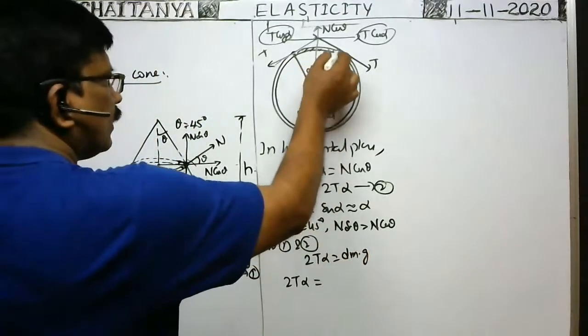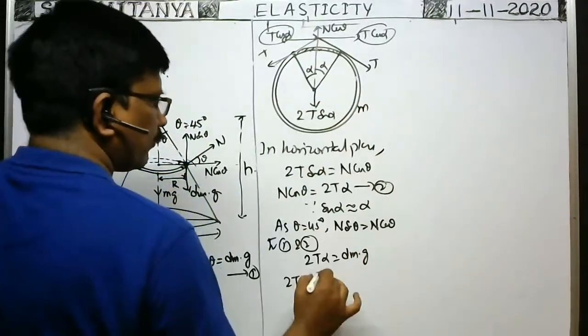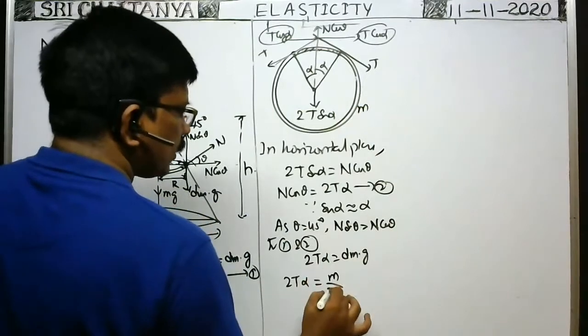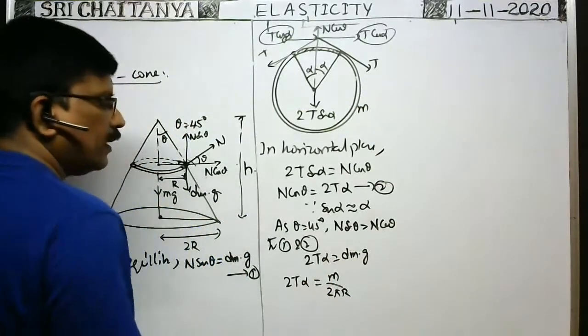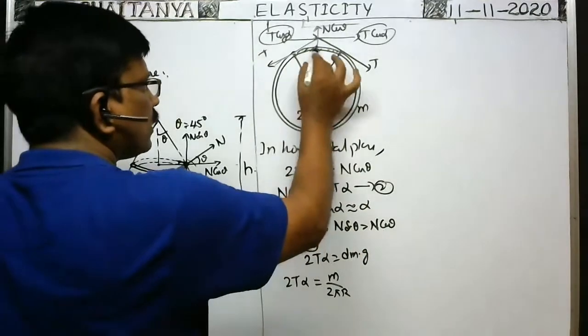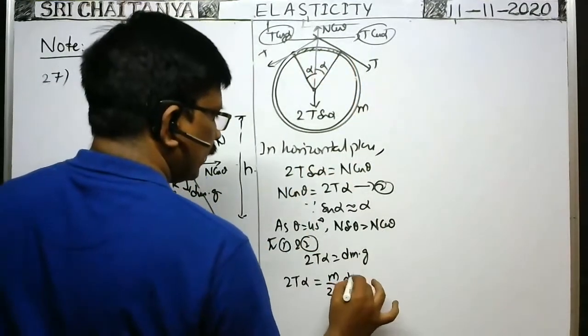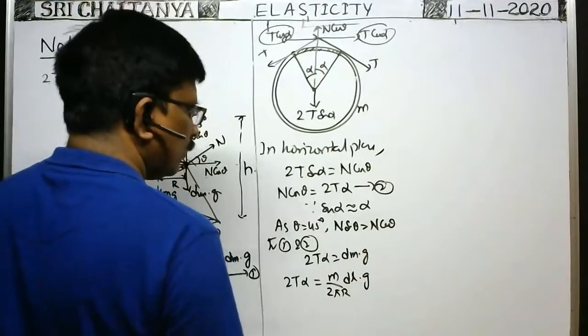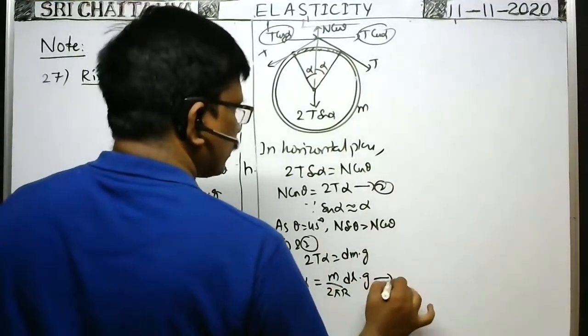The mass of the element considered: the total mass of the ring is m, given. Total length of the ring is equal to 2 pi into capital R. So m by 2 pi R is the mass per unit length. For this much length dl, what is the mass? It is m by 2 pi R into dl, into z. So this is equation 3.